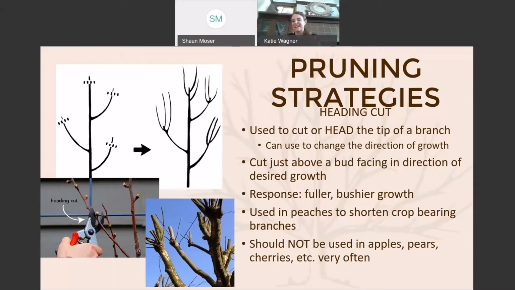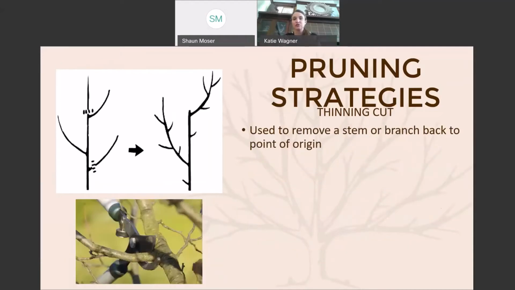We talked about this last time, so I'm not going to go into it. This is topping. We don't recommend this. But let's move on to fruit production. Okay. Thinning cut. Now, a thinning cut is something that we would use more often in apples and pears. This is where we're taking a branch back to its point of origin. So kind of going over some of these different pruning cuts, and then I'm going to pull it all back together in terms of what this all means when you're pruning your fruit trees, what your desired form should look like for your different types of fruit. Okay, so we are going there.